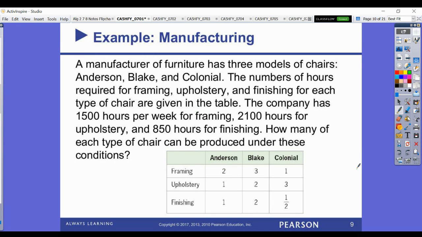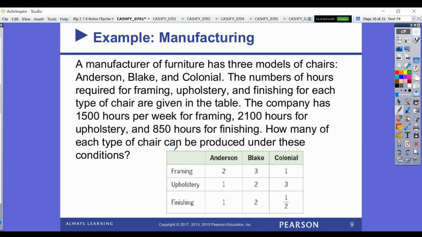So let's get started. A manufacturer of furniture has 3 models of chairs: the Anderson, the Blake, and the Colonial. The number of hours required for framing, upholstering, and finishing for each chair is given. So this is tons of information. They didn't write it all out. They just made us a table to organize it.